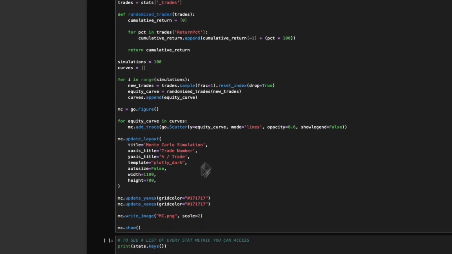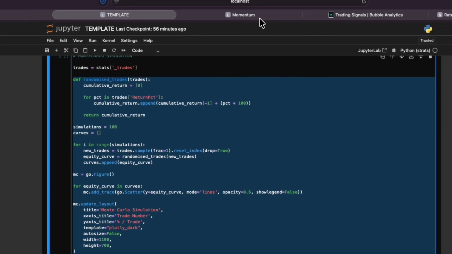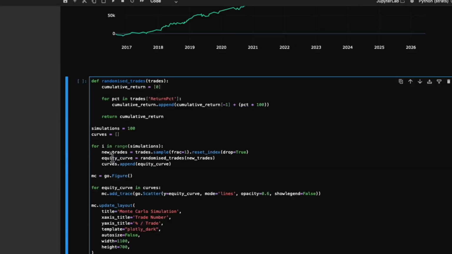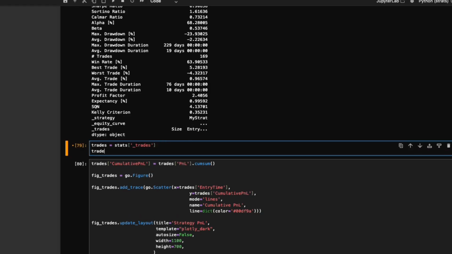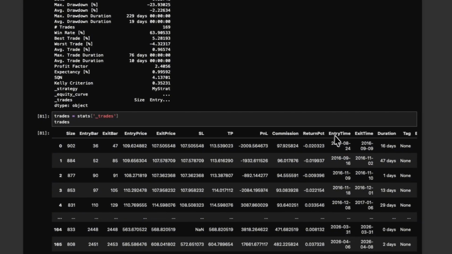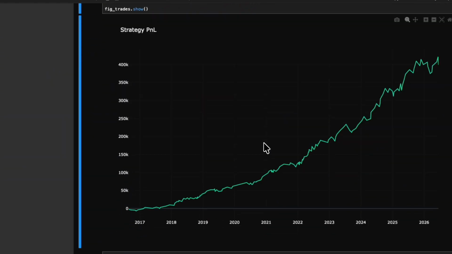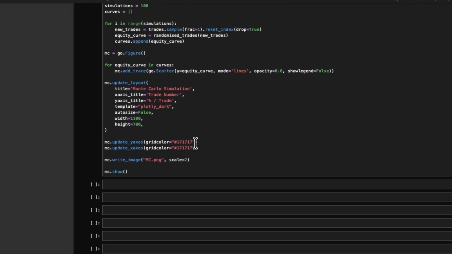And then let's do a Monte Carlo, and our Monte Carlo does a similar thing. What it does is it takes the trade order and it randomizes it. So this time it looks at the return percentage column within that trades variable here. So let me just run that again. So it's looking for this column here rather than the actual monetary P&L. And what it does is it takes the order of the return percentage column and it randomizes it 100 times to create its own P&L effectively, and then displays them all on the same graph.